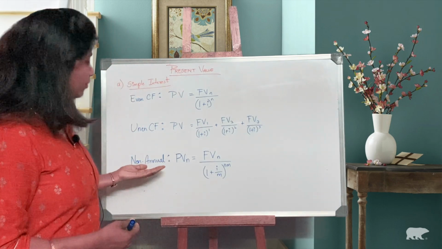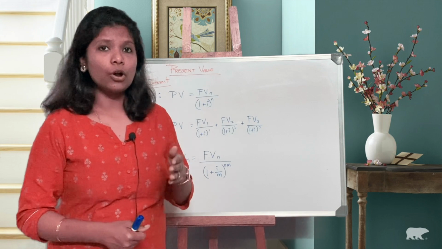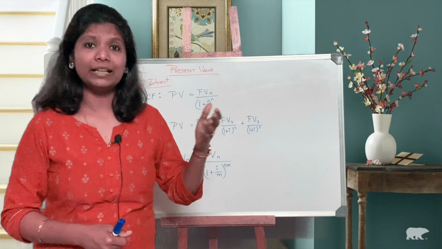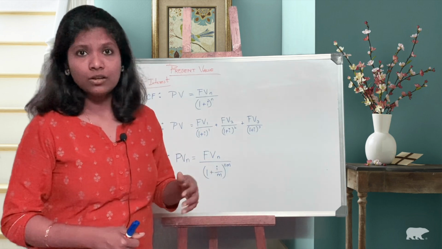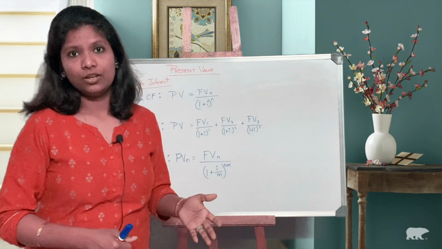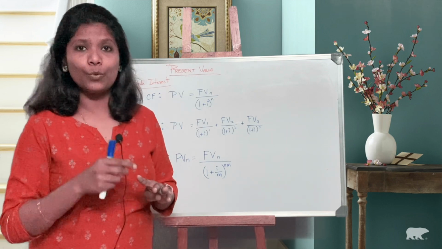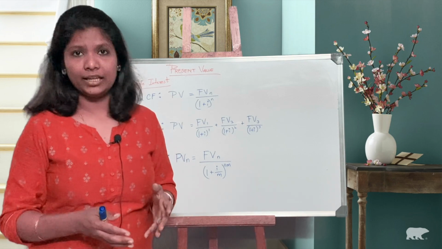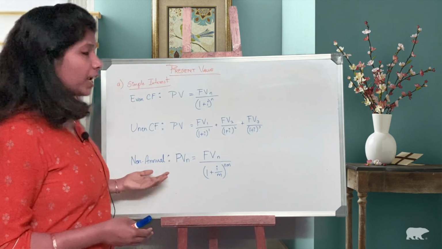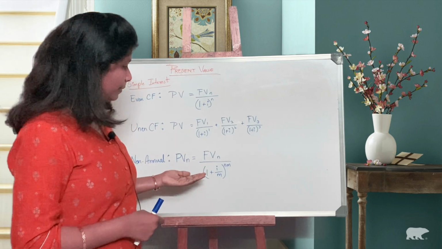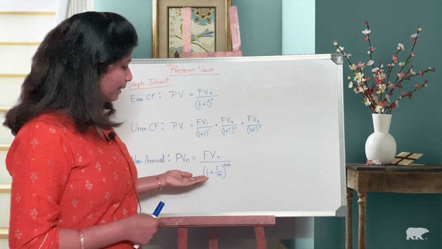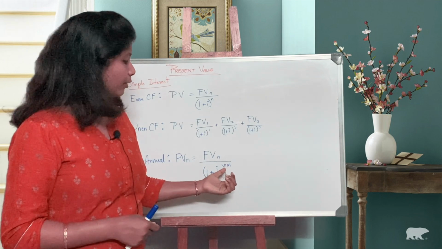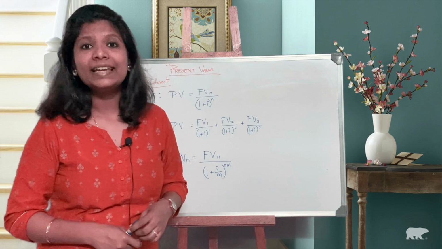The last one here is non-annual. That means your interest is not charged annually, not once in a year, but monthly, every quarter, semi-annually, etc. So there are 4 types. You can charge it once in a year, once in a quarter, semi-annually and monthly. All these are possible, and the non-annual formula is present value equals future value divided by 1 plus I divided by m, whole to the power of number of years times the number of interest payments.